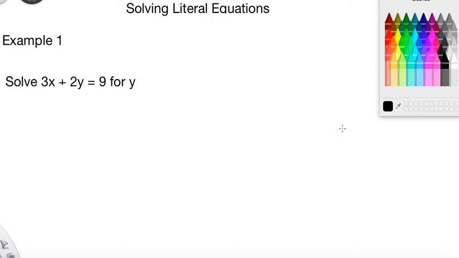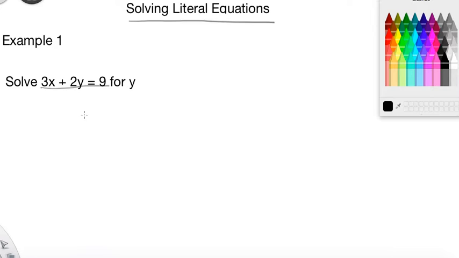Okay, class, today we are going to be talking about solving literal equations. And by literal equations, I'm just talking about an equation with many different variables. So we have x, y, z, q, r, many different variables. Okay, this is an example of a literal equation, 3x plus 2y equals 9.